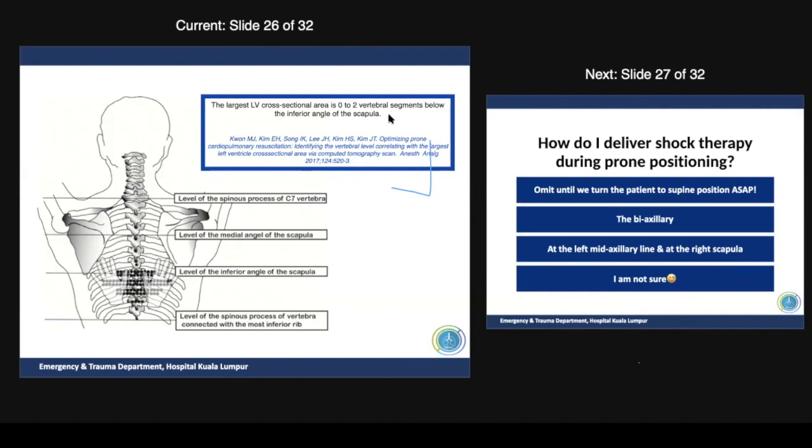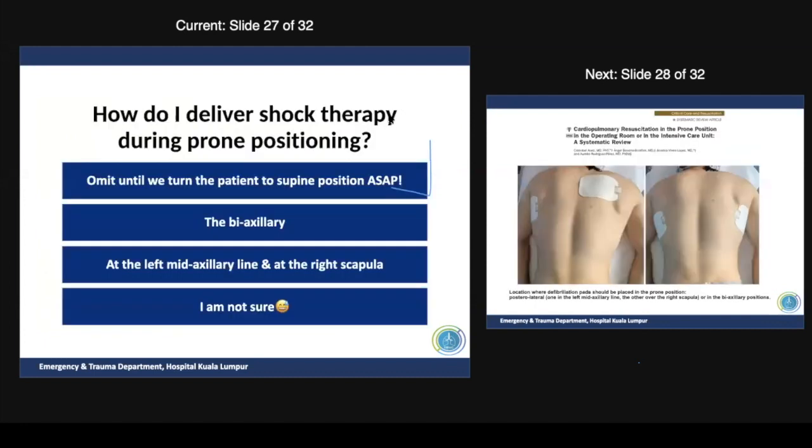So next, if we have a patient who is in the prone position and has a cardiorespiratory arrest, what do we have to do? Number one, call for help. Number two, commence CPR. The first person should start CPR. But actually our EDHKL guideline still says early defibrillation, right? So that comes to my next question: how do I deliver shock therapy in the prone position?